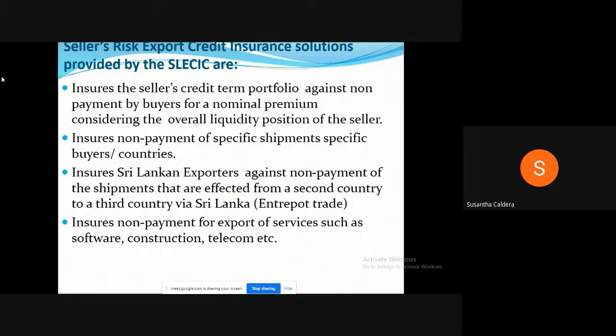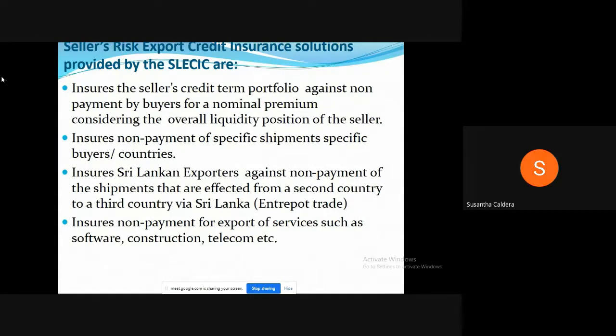Right? Seller's risk export credit insurance solutions provided by SLECIC. They insure the seller's credit term portfolio against non-payment by buyers for a nominal premium. Right? So this is a very important thing because even though we are doing the exports, if there's a default by the buyers, we will not get the money. Our exporter will not get the money.